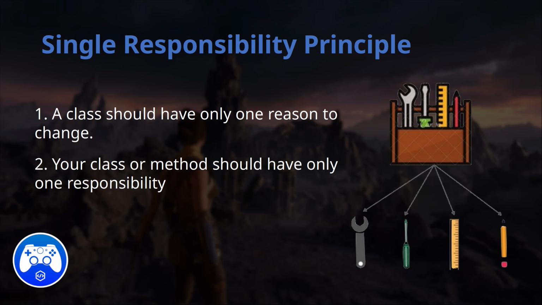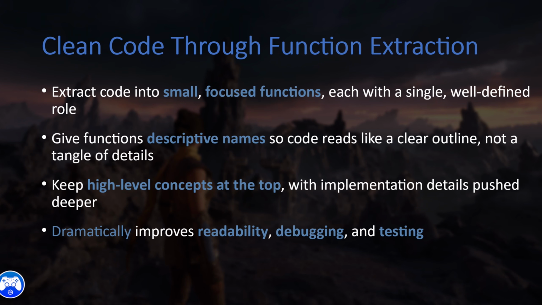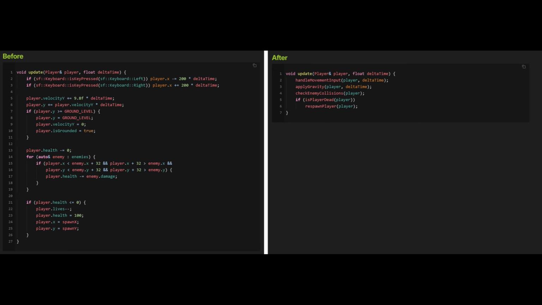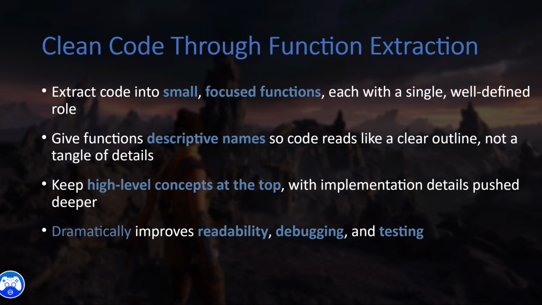In a previous video, I talked about the single responsibility principle, where a software component should focus on a single well-defined responsibility or role. That also applies to functions as well. By extracting code into smaller functions, each with a well-defined role and a descriptive function name, this creates code that reads like a clear outline rather than a tangle of implementation details, keeping high-level concepts at the top, descending in detail as you go deeper. This technique dramatically improves readability, making bugs easier to find, simplifies testing, and makes onboarding new developers much faster. It's one of the most widely taught and respected practices in modern professional software development.